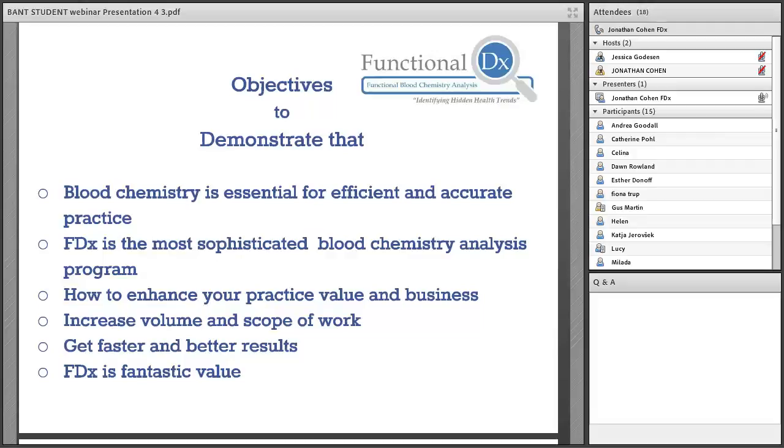Having said that, the objectives of this webinar tonight are to demonstrate that blood chemistry is essential for efficient and accurate practice, that FDX, or functional diagnostics, is the most sophisticated blood chemistry analysis program anywhere, and how you can use this to enhance your practice value and business, increase volume and scope of work, and get faster and better results. The simple fact is that FDX is fantastic value. In fact, I'll go as far as to say I've never come across anything that's better value.